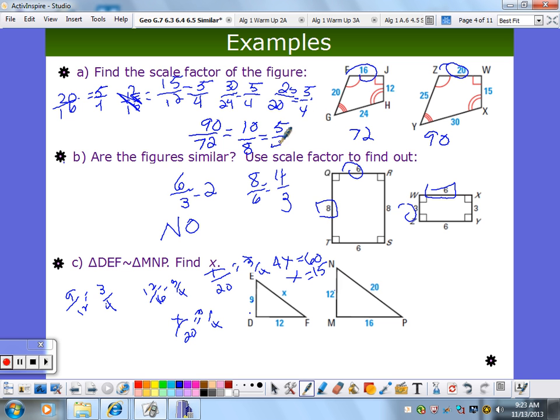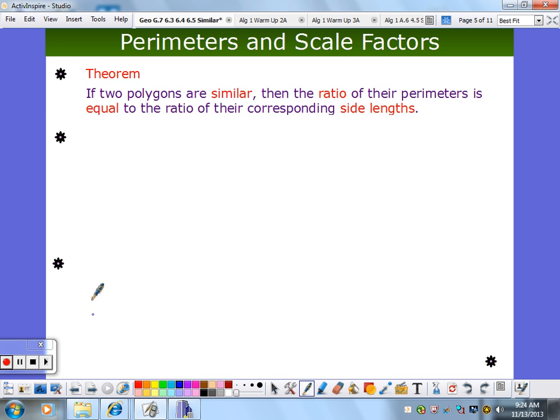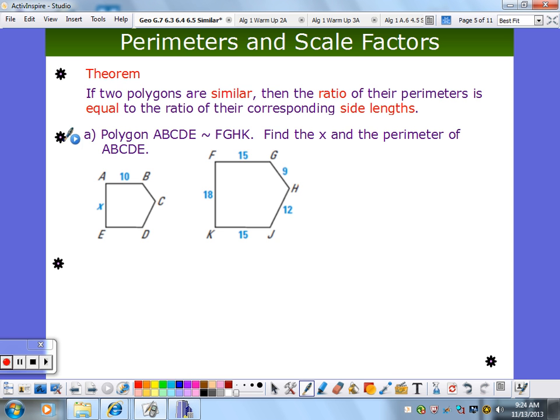Look at that. They have the same scale factor. The perimeters have the same scale factor as the sides. Now, can that be useful? So if you know the scale factor and you know the perimeter of one, you don't have to add up the other one, you can just use that ratio. I think that's cool.